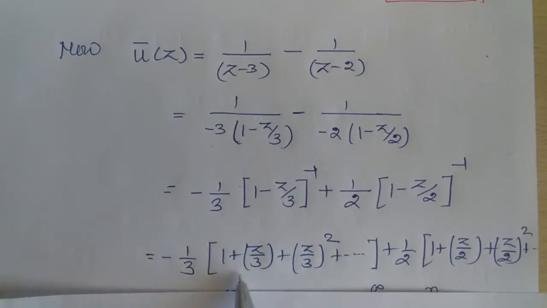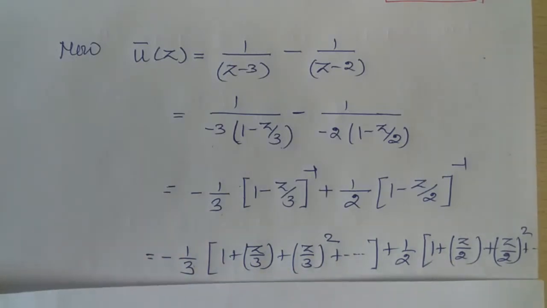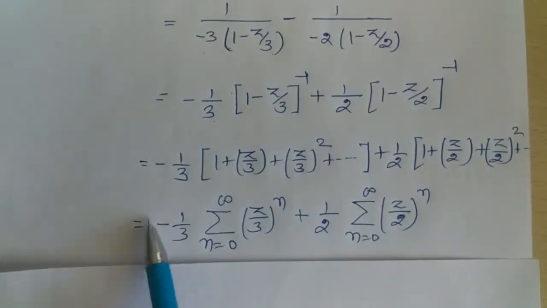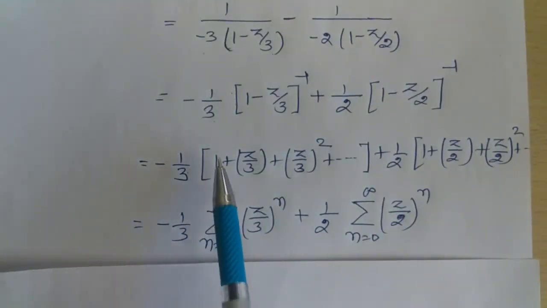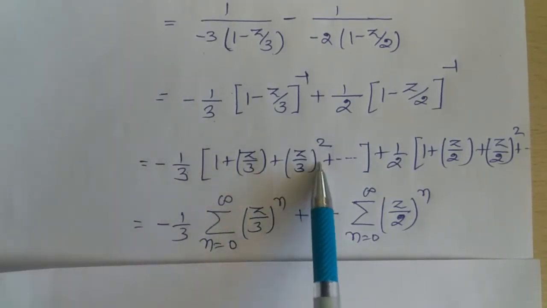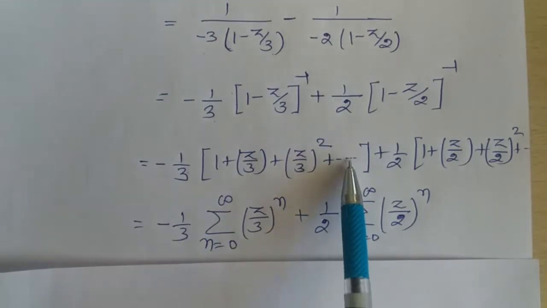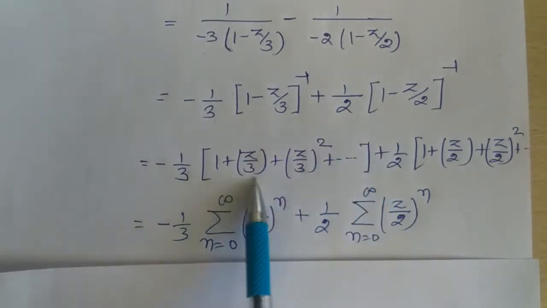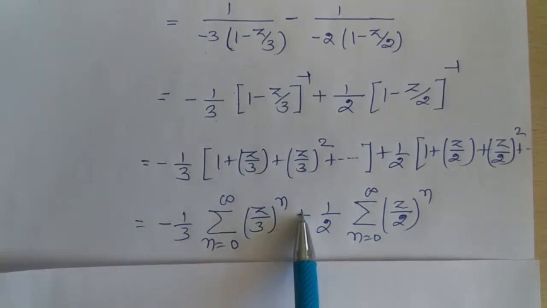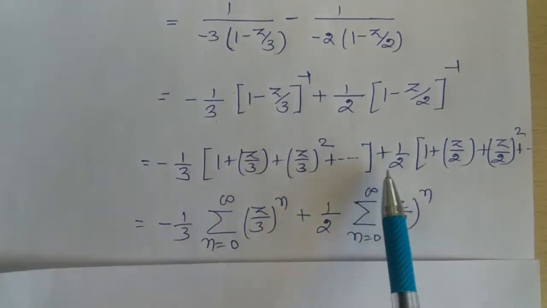Now we are trying to express these expressions in the form of summation. Then we get minus 1 by 3 as it is, summation. Now this is (z by 3) power 0, this is (z by 3) power 1, this is (z by 3) square, this is (z by 3) cube and so on. Therefore we can express this series as summation n goes from 0 to infinity (z by 3) power n. For n equal to 0 we get 1, for n equal to 1 we get z by 3, for n equal to 2 we get (z by 3) square and so on.